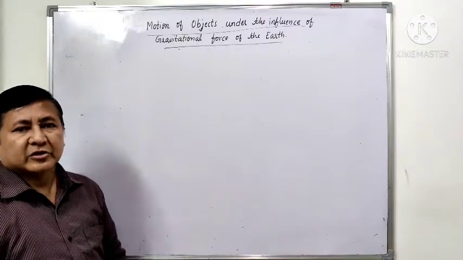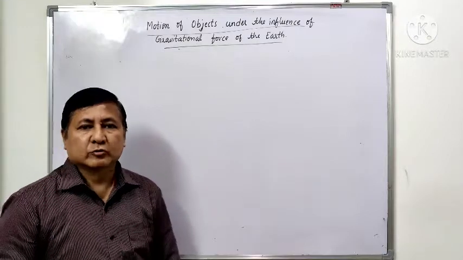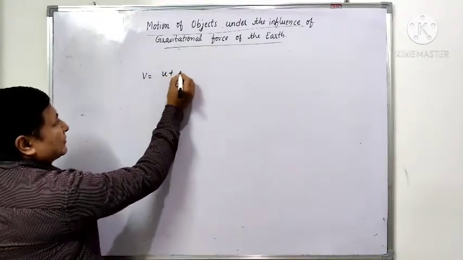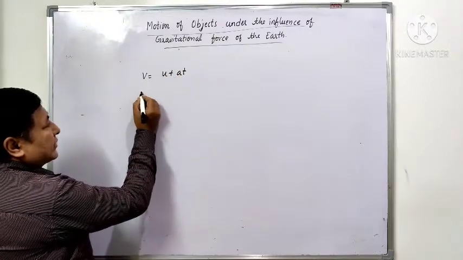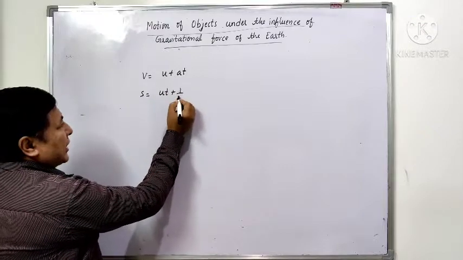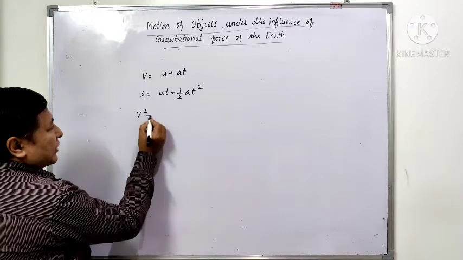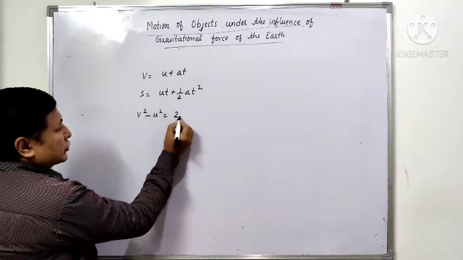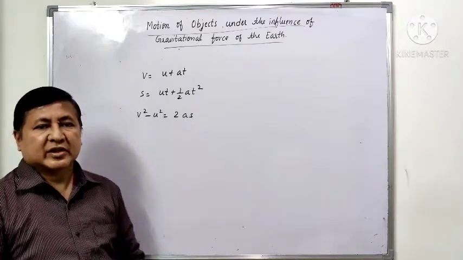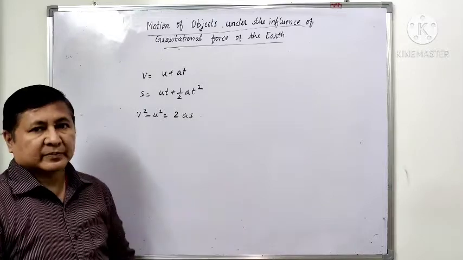Now we know that in the first chapter, that is motion, we have studied three equations of motion. The first equation of motion is v = u + at, and the second equation is s = ut + half at square. And the third equation of motion is v square minus u square = 2as, where u is initial velocity, v is final velocity, a is acceleration, t is time, and s is the distance covered.